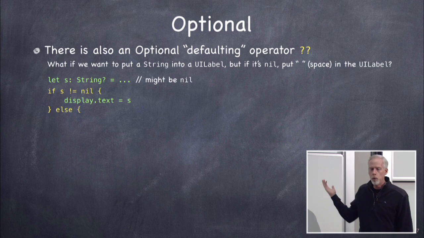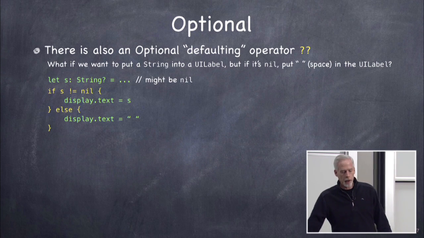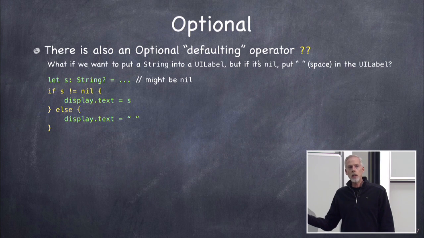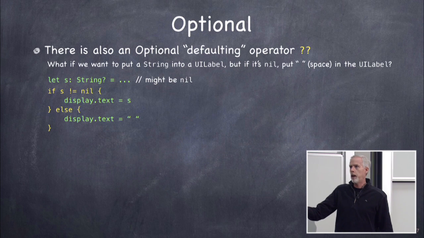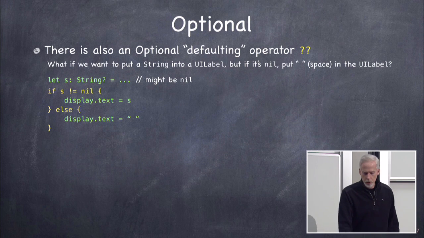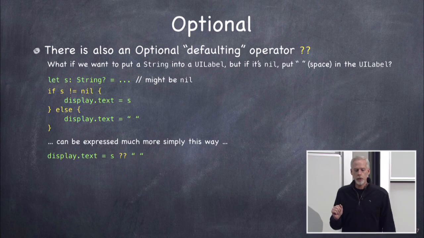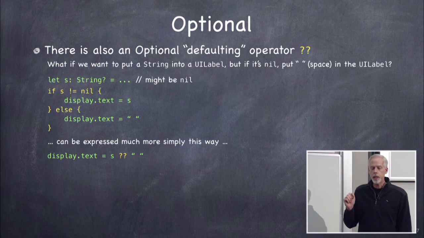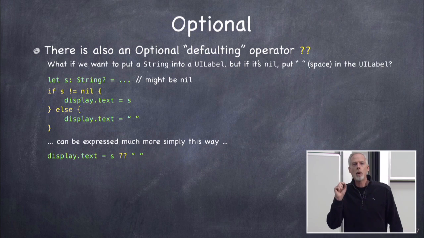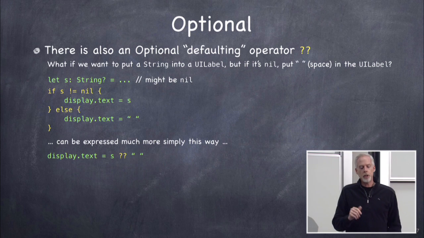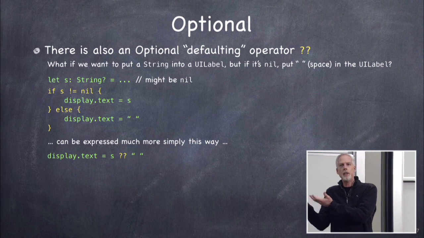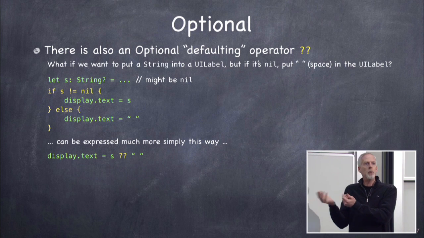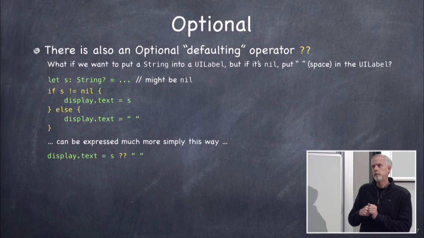So again, this is what the code would look like here. I'd have my string. I would say if the string is not nil, then put it in the display. Otherwise, if it is nil, put a space in there. This looks a lot cleaner with optional defaulting, which looks like this: display.text equals s, question mark, question mark, space. That means if s is nil, use this other thing. So it's like the default in case s is nil. You will use this all the time as well. Everybody got that? Just optional defaulting.